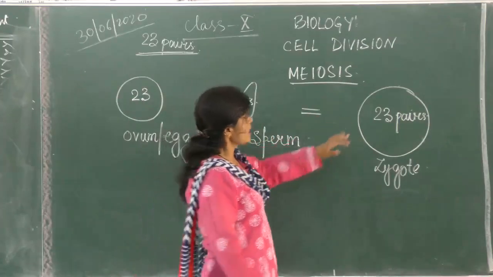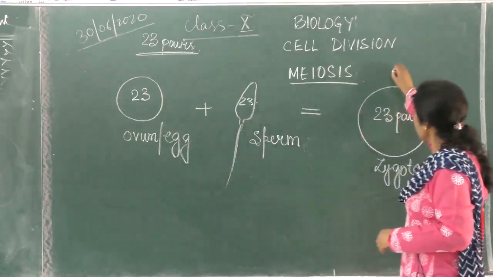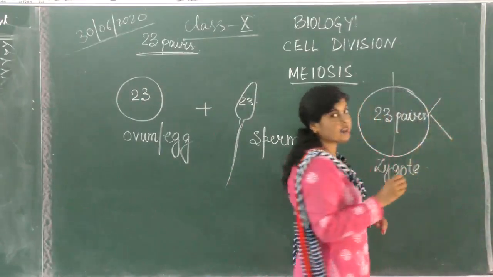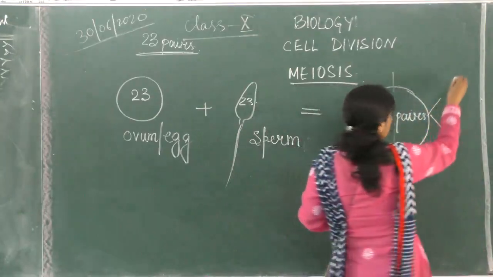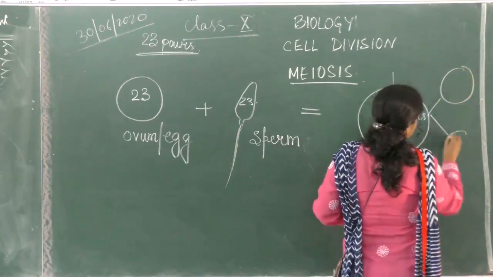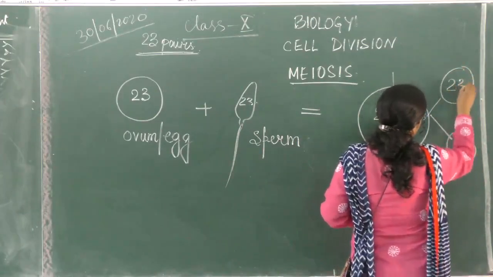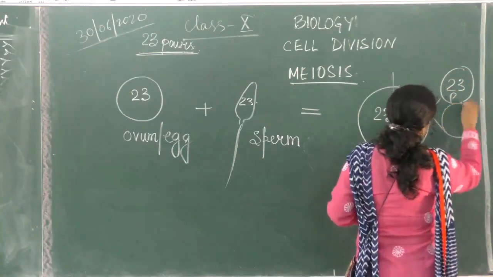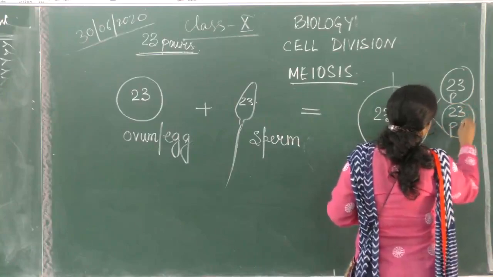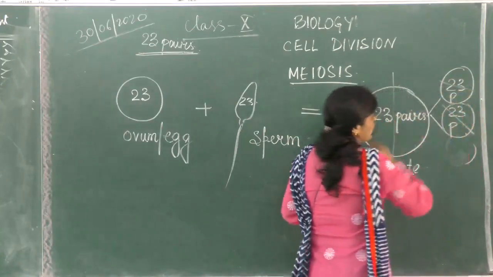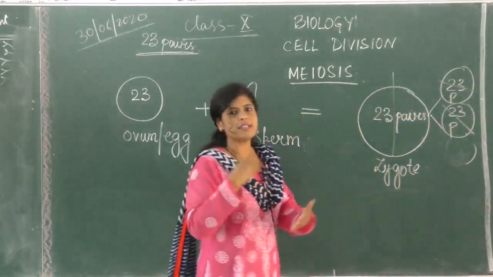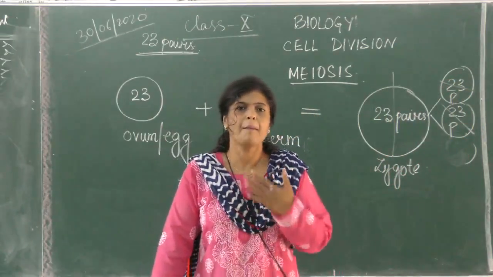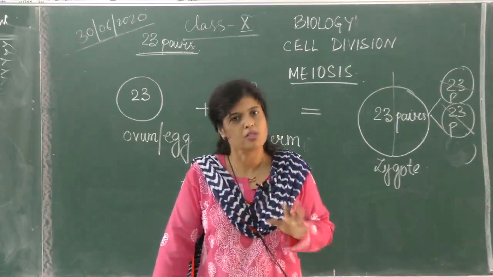Again, let me tell you. Now this first cell will divide mitotically. Mitosis. What is mitosis? The number of chromosomes remains the same. Is it all right? Forming 23 pairs and 23 pairs, which means one cell is dividing to form two cells. Again, each of the cells will divide by mitosis, and the division of cells means the number of cells in the body increases by mitosis. No more meiosis.